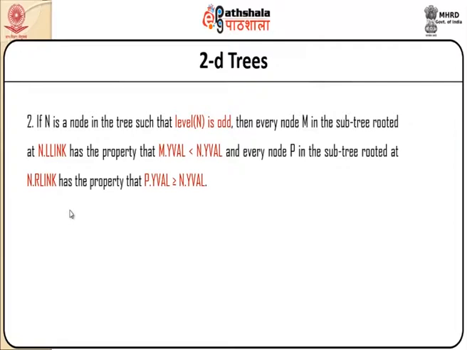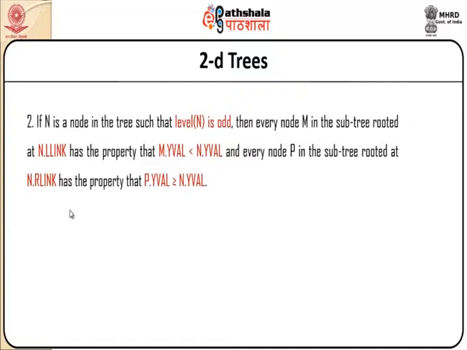Whereas, when I try to insert another node p where I have checked for a constraint, the y value of this p node is greater than or equal to the root node's y value, then it should be branched right. So, that is what this property is indicating.